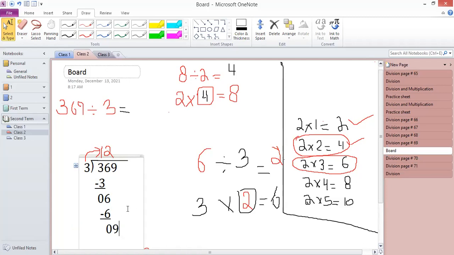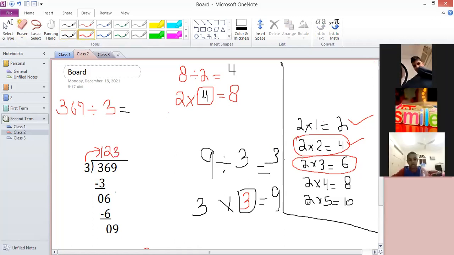Put this 9 down. Now divide 9 by 3. 3 1s are 3, 3 2s are 6, and 3 multiplied by what will give you 9? 3 multiplied by 3 will give you 9. So 9 divided by 3 is equal to 3. That's why you will write here 3.